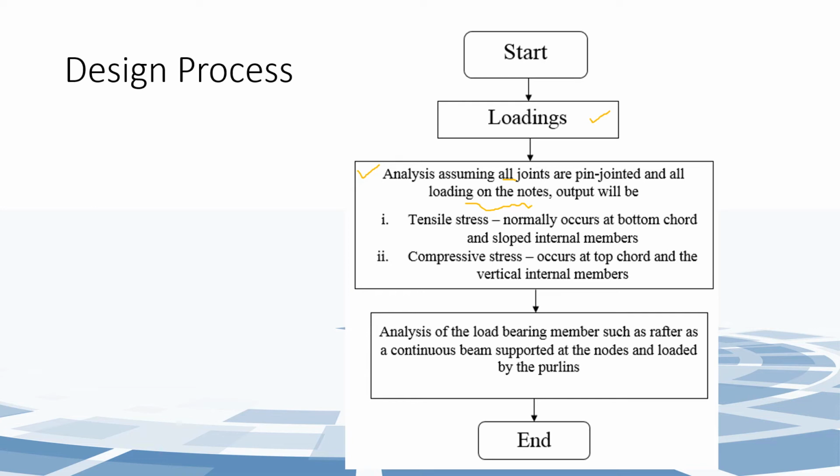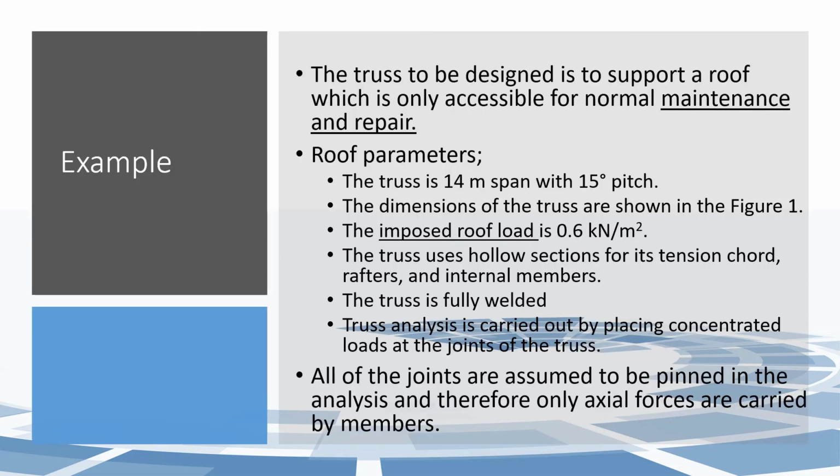The checking of design, the first thing is you need to check for the tensile stress. Tensile stress normally occur at the bottom chord and the diagonal members. And the second one, you need to check for the compressive stress. This occurs at top chord and the vertical members. And then after that, you need to analyze the load-bearing members such as rafter as a continuous beam supported at the nodes and loaded by the purlin. That's all that you need to do for designing the truss system. This is roof design example.